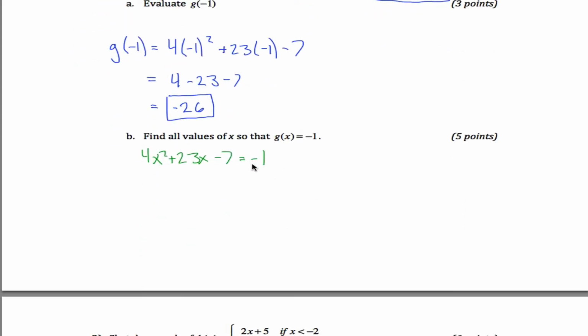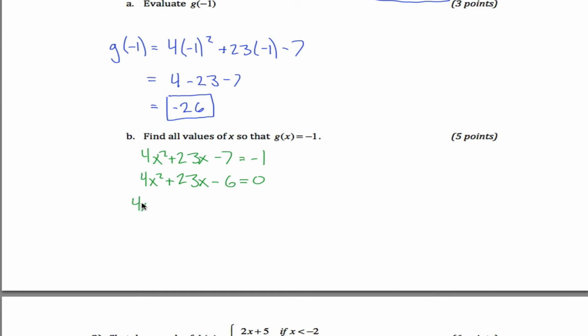Well, this looks like a quadratic equation, so I have a few options. I can hope it factors. I didn't say that it didn't factor, so hopefully it factors. If I want to factor, it only helps to factor if my equation is set equal to 0. So let's add 1 to both sides of the equation to get 4x squared plus 23x minus 6 equals 0. Then we'll try to find two numbers that add to 23 and multiply to -24.